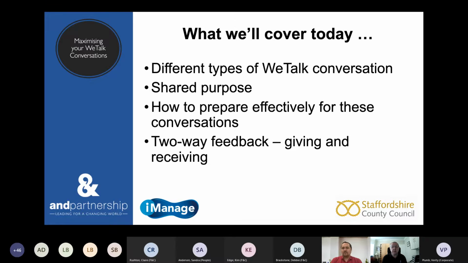In terms of what we're going to cover today, we're going to look at the different types of WeTalk conversation that there are. You may well have had some briefing notes on this already, and there's quite a lot of information on the intranet, but we'll cover all of that as we go through. We'll have a look at creating a shared purpose for the meetings, how to prepare effectively for those conversations, and also the two-way feedback, giving and receiving. So just a bit of a reminder about how to give and receive great feedback to get the best results.